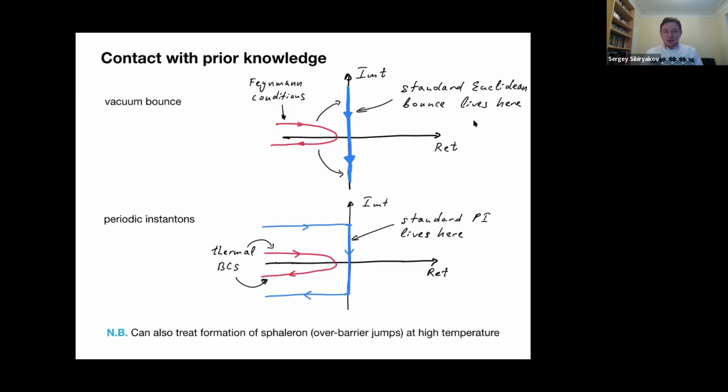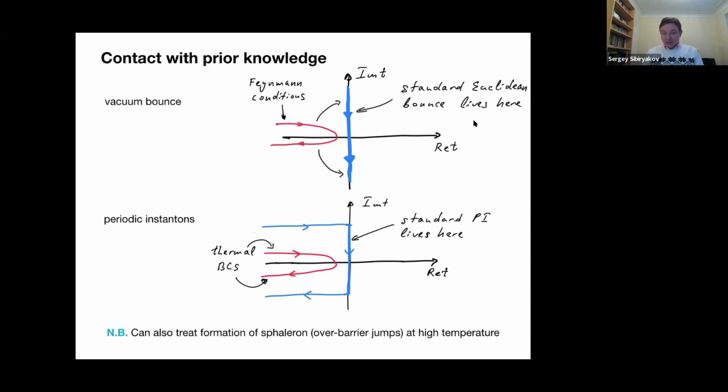Similarly, for thermal states, the thermal boundary conditions on the sides of the contour are such that they enforce the field to be periodic in Euclidean time. And then I can take this contour and deform it into this, I don't know how to call it, this P-shaped or pie-shaped contour, with a portion on the Euclidean time where the standard periodic instanton lives, and two parts which go along the real axis.